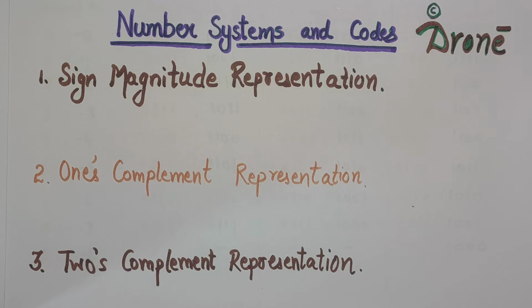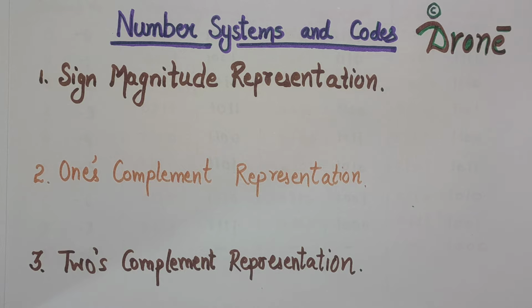Hello everyone. Today we will start learning number systems and codes. So there are mainly three types of number representation. The first is sign magnitude representation, second is ones complement representation, and the third one is twos complement representation. So we will start learning these three representations of binary numbers.